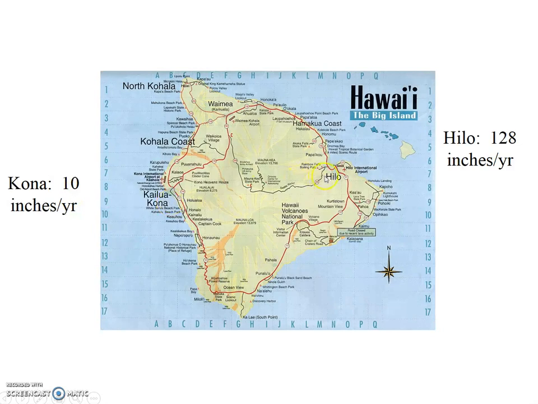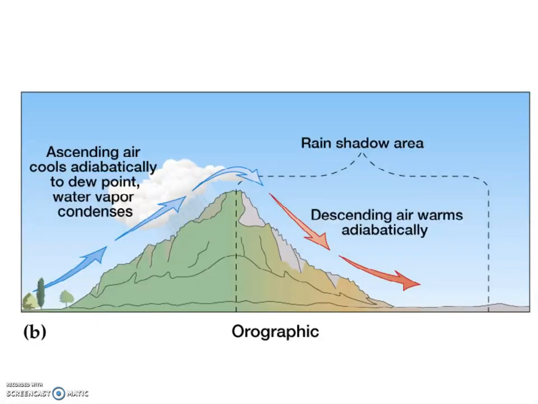As the crow flies, Hilo and Kona are not very far apart from each other, and it really only takes you a few hours to drive from one to another. Yet Hilo gets over 10 times as much rain as Kona due to the topographic barrier and the rain shadow effect. So where do we find orographic lifting? Anywhere we have topographic barriers.